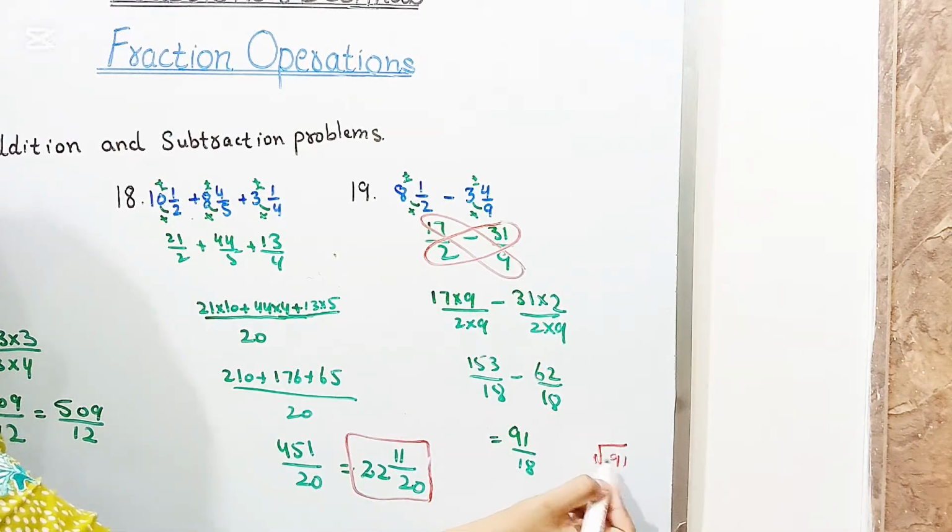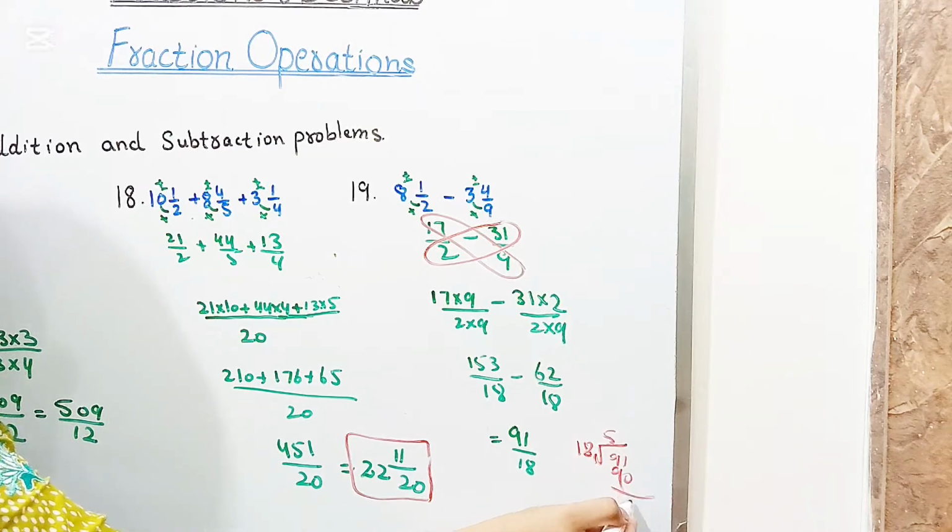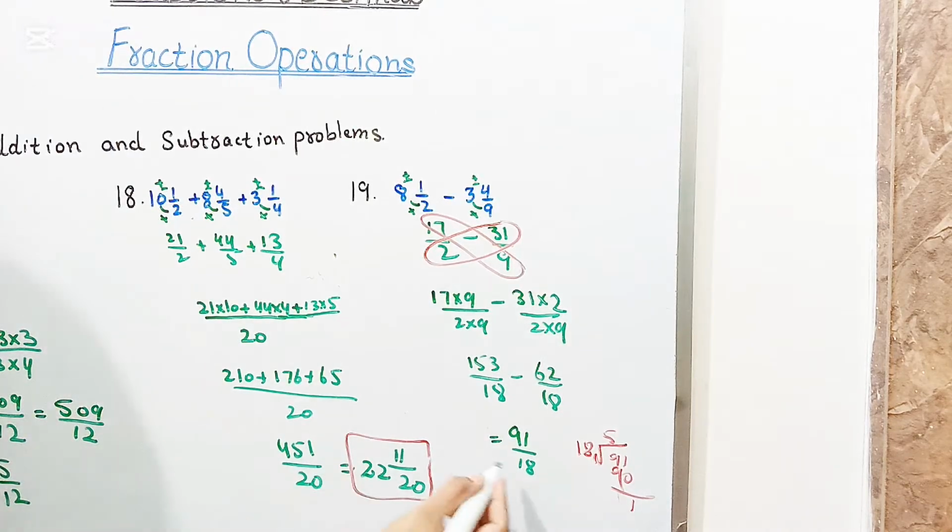91 divided by 18. 18 5s are 90. Remainder is 1. So, my final answer is 5 as a whole number, remainder 1 as numerator, and the denominator 18 will be the same. So, my final answer is 5 1 over 18.